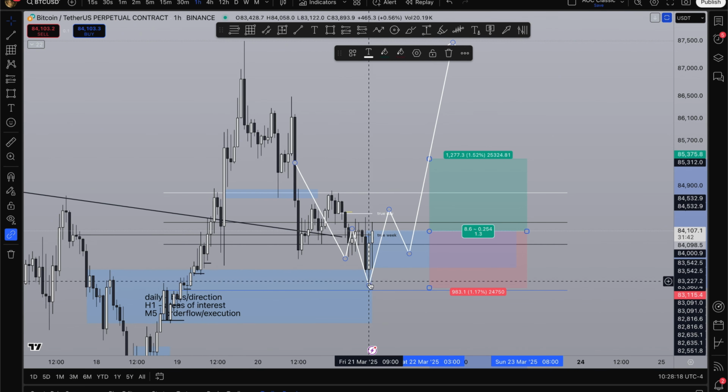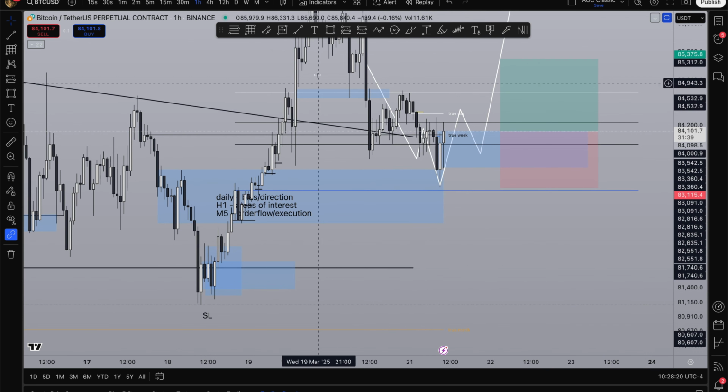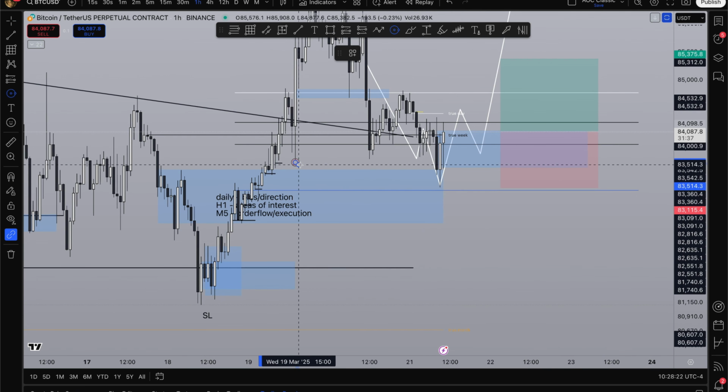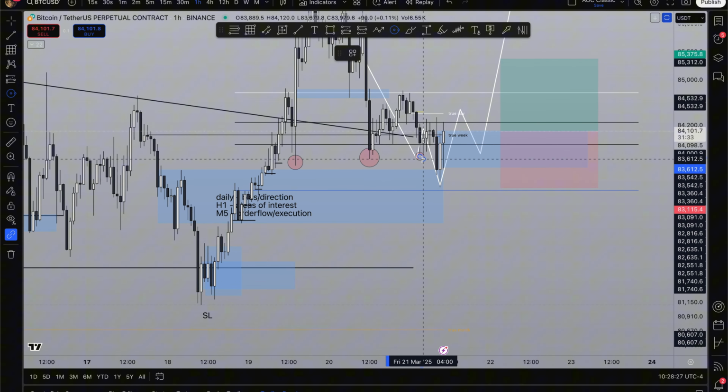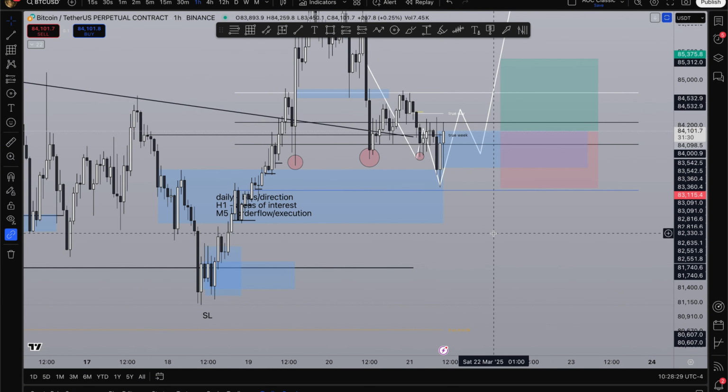You never want to be longing into a weak low, which is a low that does not sweep liquidity. In this case, you have a low that sweeps this liquidity right here and this liquidity right here, as well as the liquidity right here. So that's a really positive sign for the people that are going long.